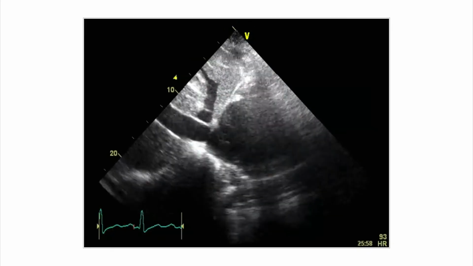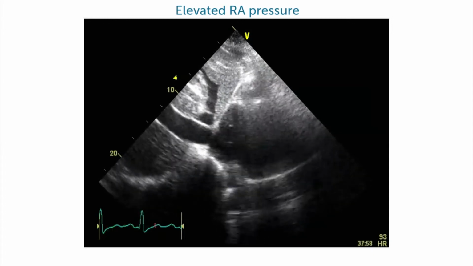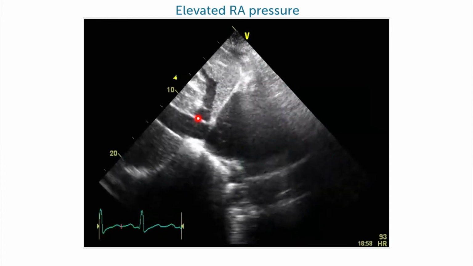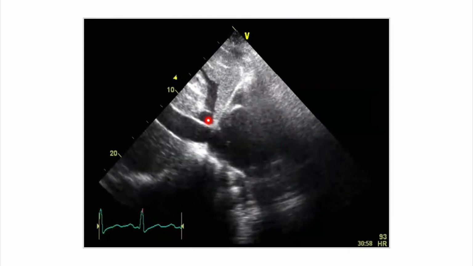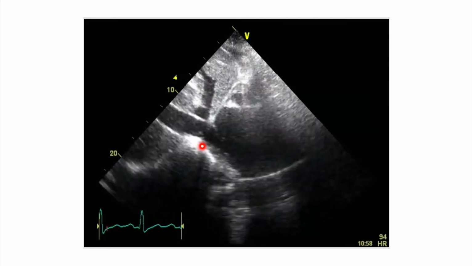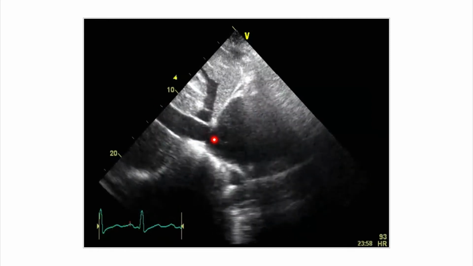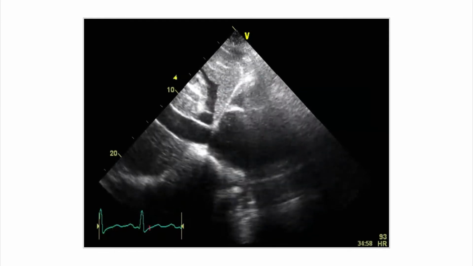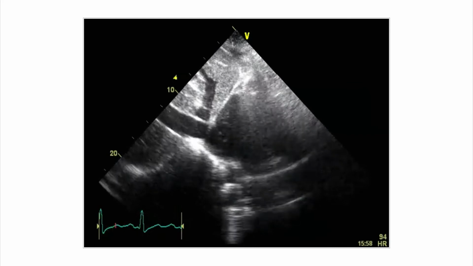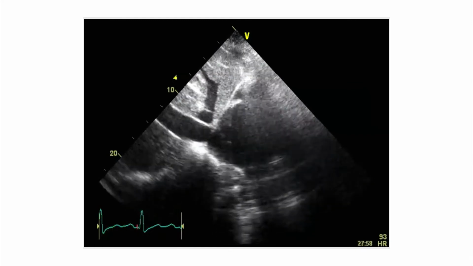Now let's turn to a patient who does have elevated right atrial pressure. Now in this case, the inferior vena cava is significantly dilated. I would say it's somewhere in the range of maybe almost 2 centimeters. And with respiration, you see no change in its diameter. This denotes usually elevated right atrial pressure or some problem related to maybe even backflow from a tricuspid regurgitation jet.